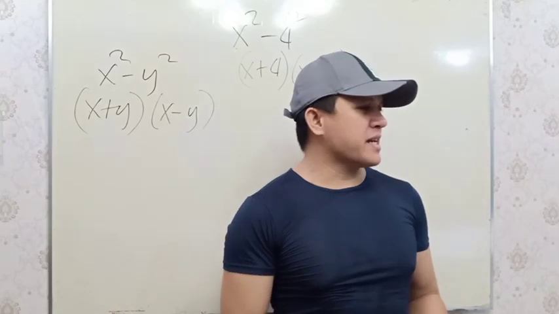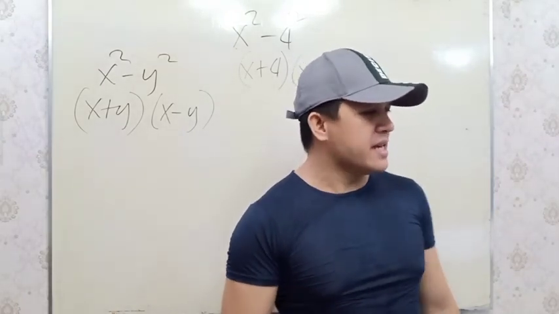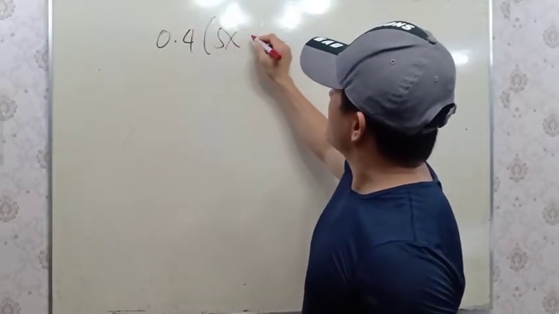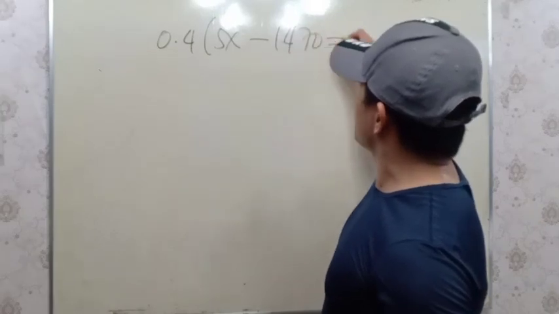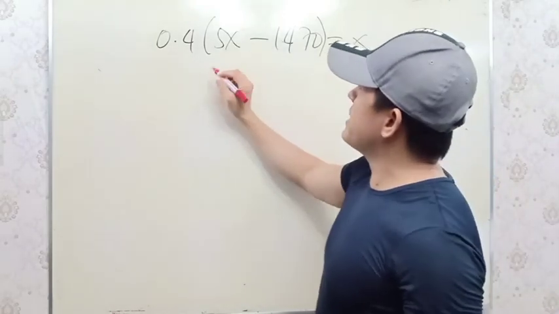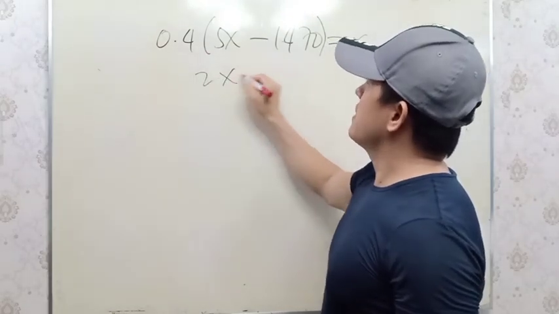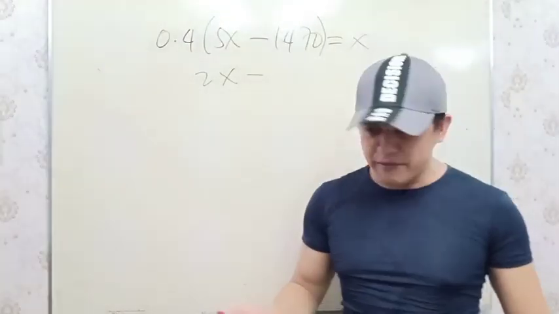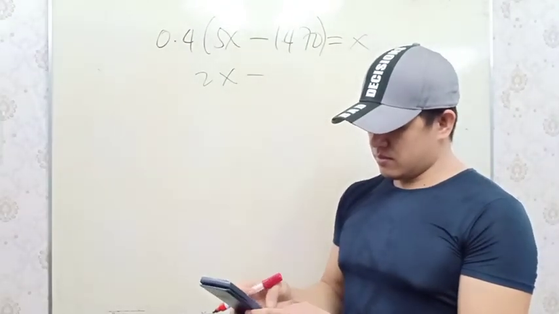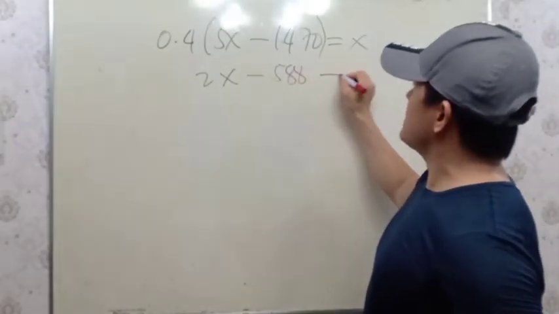we say what value of x will satisfy the equation 0.4 times 5x minus 1470 is equal to x. Okay, there you go. So multiplying this one, we have 0.4 times 5x. We say that that is 2x minus 0.4 times 1470. Okay, so this one is 588 is equal to x.